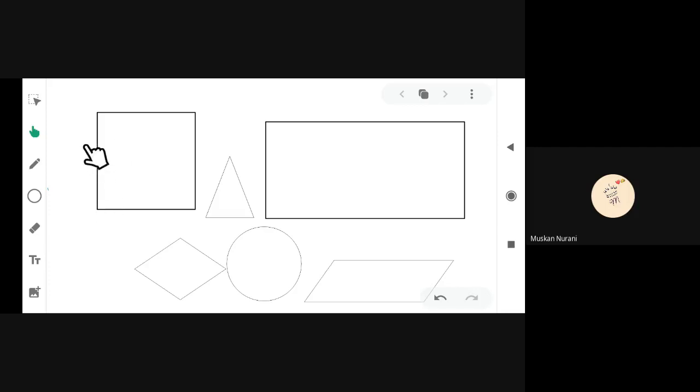A square having 5 centimeter side each. It means 4 5s are 20 centimeter is the perimeter of any square. Right? Now you can see in a rectangle.